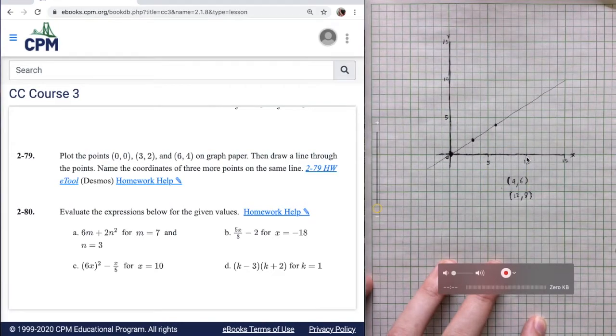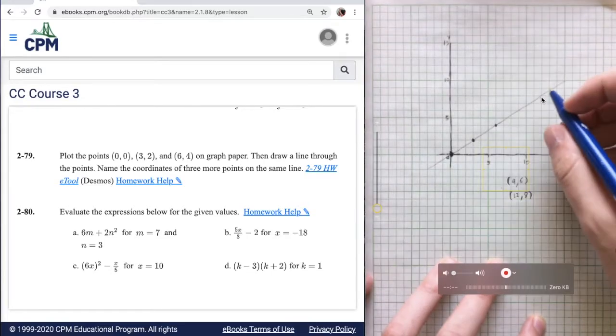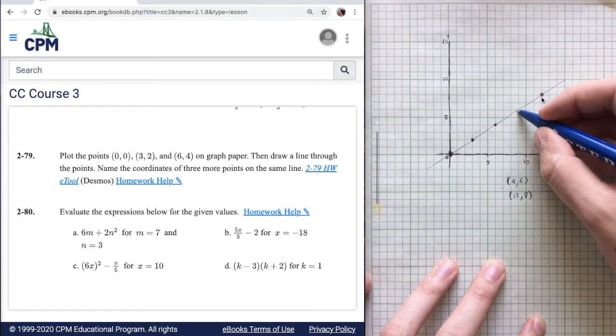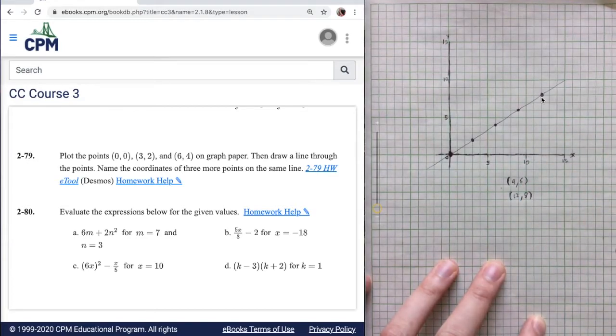So we go across 10, 11, 12. And let's go up 8 and see if it's also on the line. So 1, 2, 3, 4, 5, 6, 7, 8. And it looks like that is also on the line. Oh, and then 9, 6 will be right there.